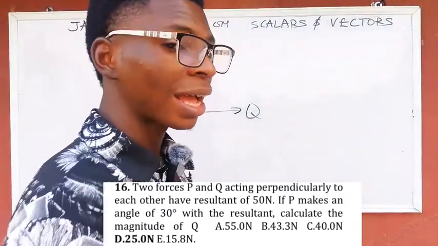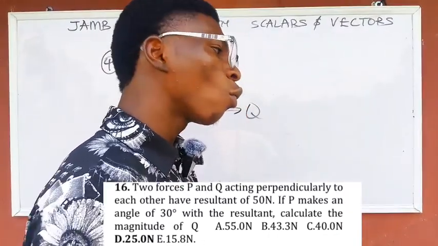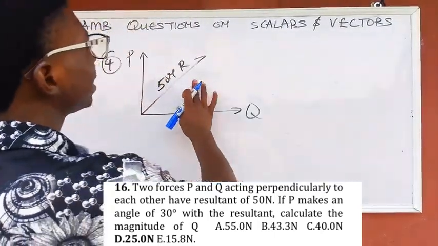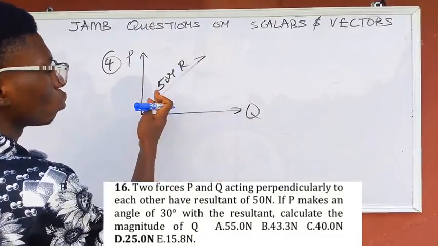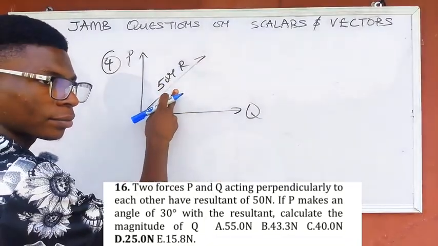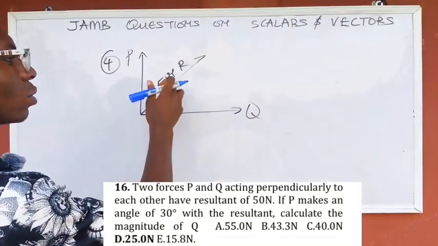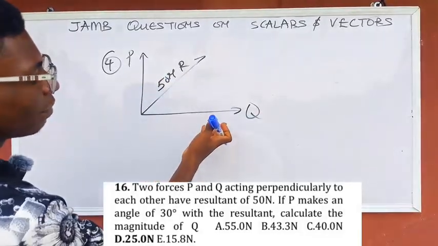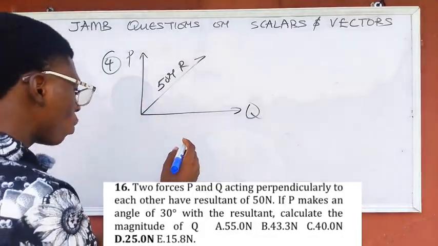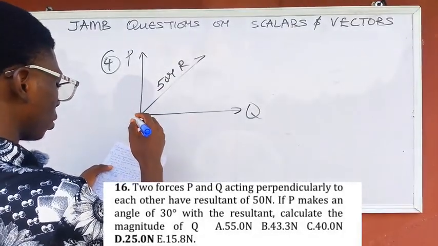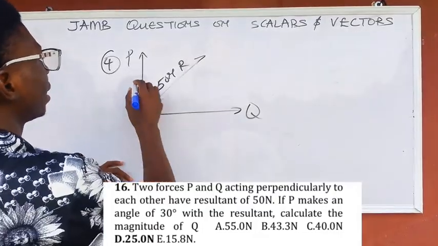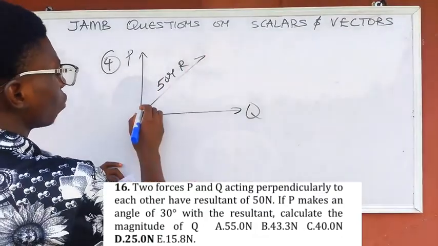Please, I'm saying it again: go and watch the last video I did on this. In this case, we are going to resolve this resultant. Resolution of vectors. So we're going to resolve this one to get the value of Q. And they say that if P makes an angle of 30 degrees with the resultant, this P and the resultant make an angle of 30 degrees.